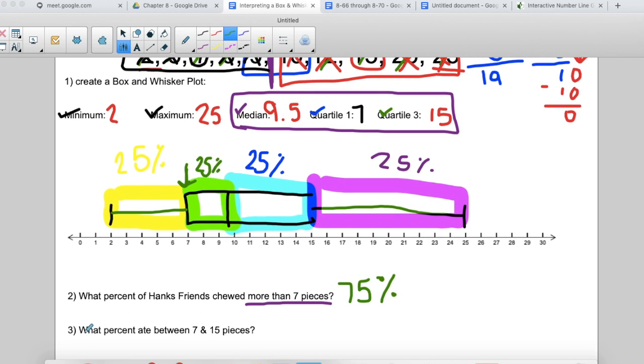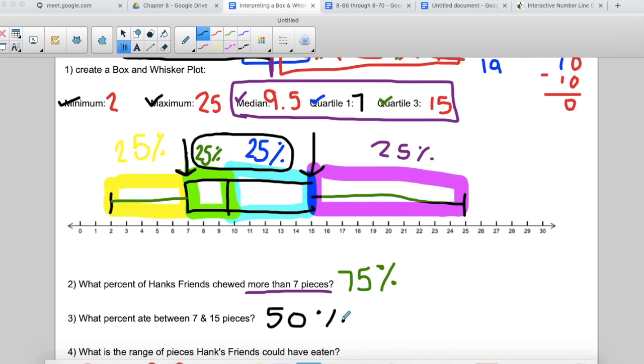All right, which percent ate between 7 and 15 pieces? So here is 7 pieces, and here is 15 pieces. So what percent ate between that? Well, I have 2 boxes between these 2 numbers, and each section of my graph is worth 25%. So the green section is 25 and the blue section is 25. If I add those together, I am at 50%.